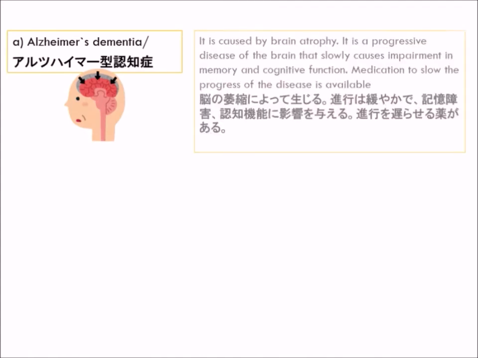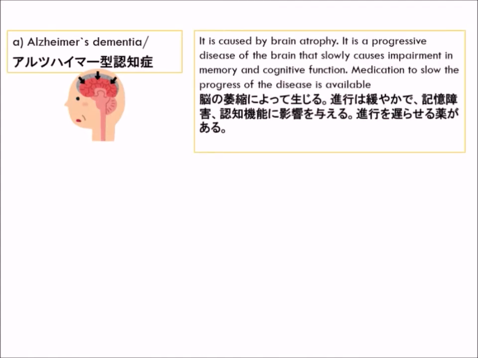Alzheimer's dementia. It is caused by brain atrophy. It is a progressive disease of the brain that slowly causes impairment in memory and cognitive function. Medication to slow the progress of the disease is available.